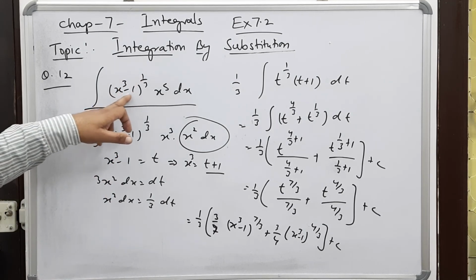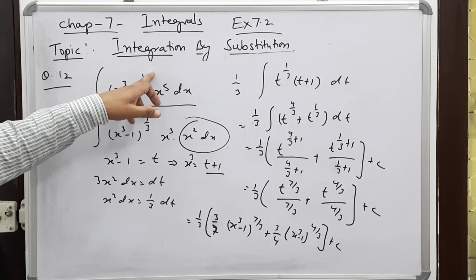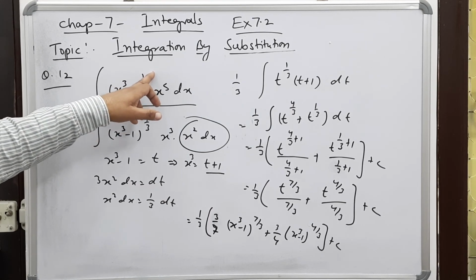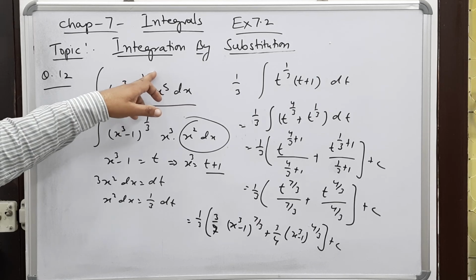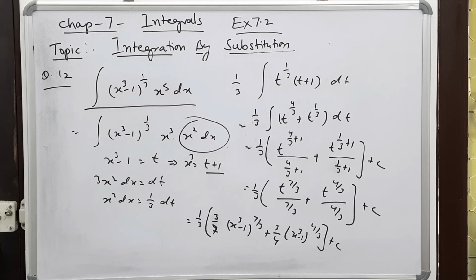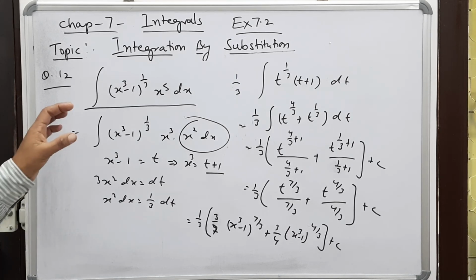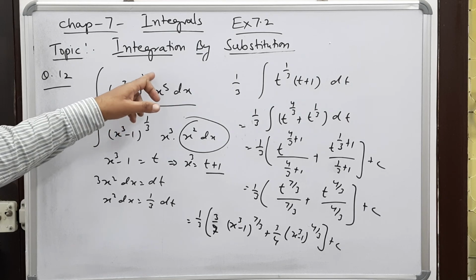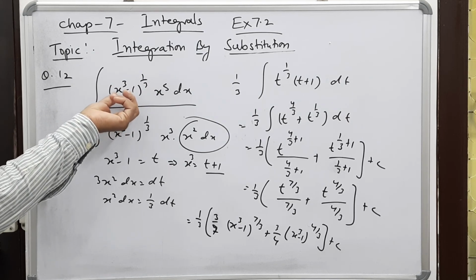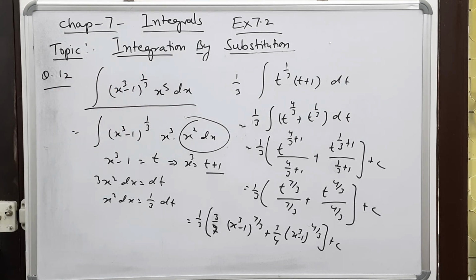Generally when we have a fractional power on any function, then we try to take that particular part as t. So it will be a simpler form. Generally we do this: whenever the power is a fraction and whatever is inside the bracket, that we try to take as t. So our things will be more clear in this particular concept. I hope this is clear to you.